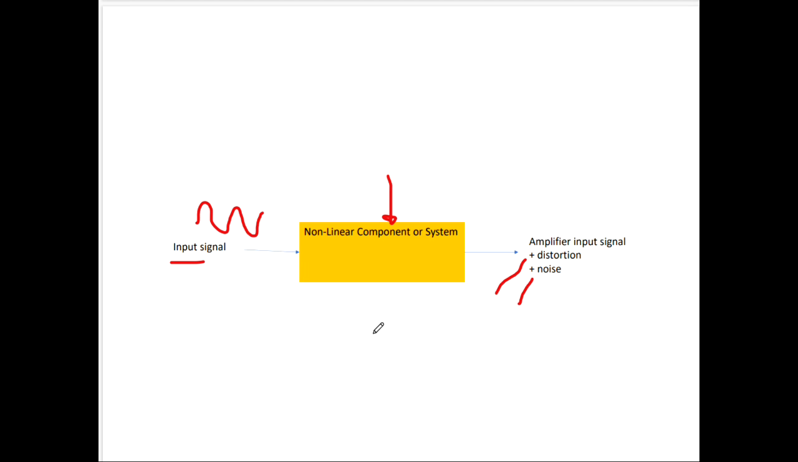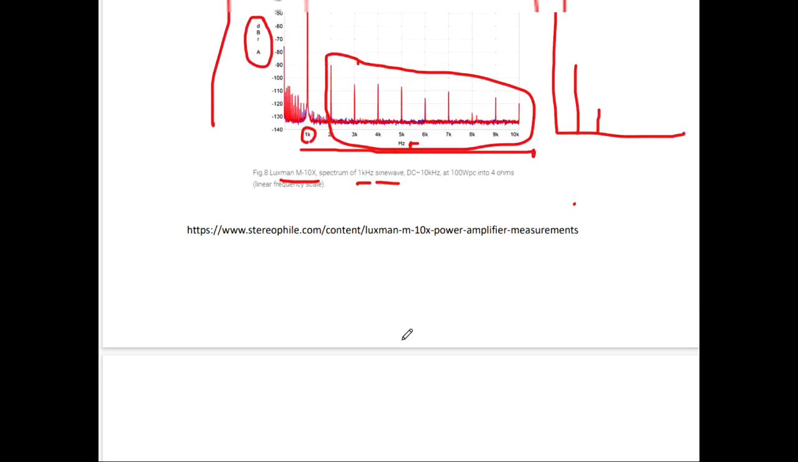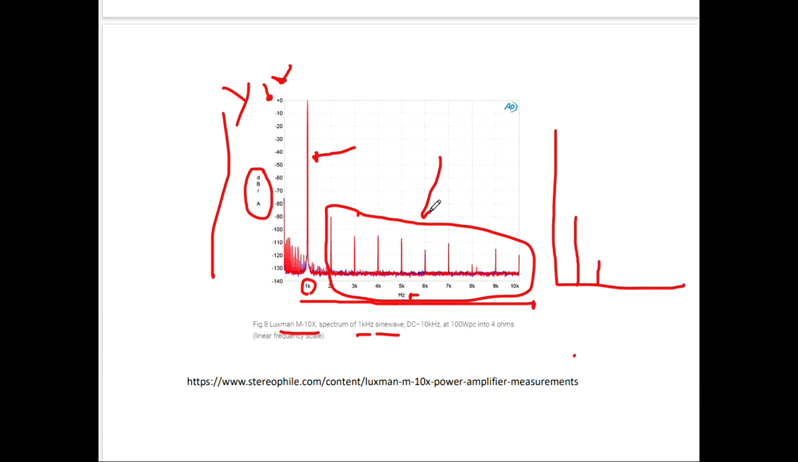And what we want to know as audiophiles is, well, how much? How much distortion? I'm not going to get into noise today. I'm not going to worry about that. We want to know how much distortion this amplifier is adding as a specification. It's going to distort it. No system is perfect. And that's why we often look to the frequency domain to figure out how much distortion is added.